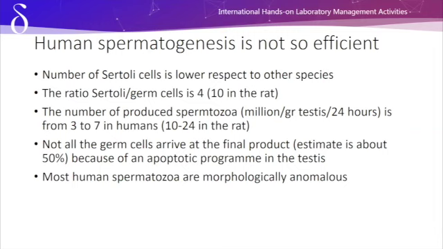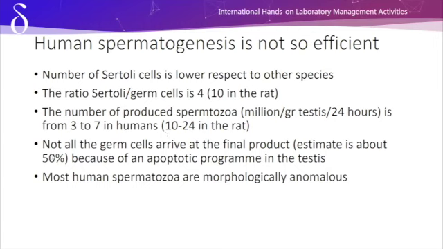First of all, because the number of Sertoli cells is lower compared to other species. The ratio Sertoli germ cells is only 4 in human, as I said before, whereas, for instance, it's 10 in the rat. The number of produced spermatozoa, which is expressed as million per gram of testis in 24 hours, is from 3 to 7 in humans, whereas, for instance, is from 10 to 24 in the rat, which is actually much greater.